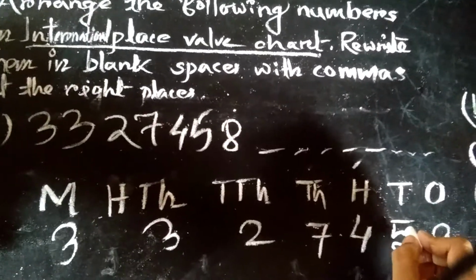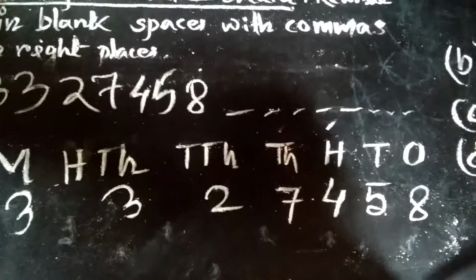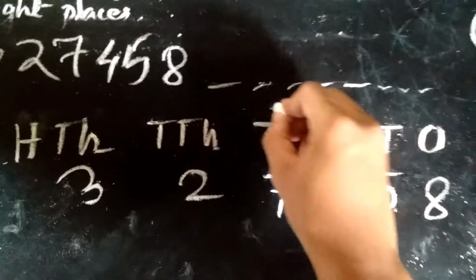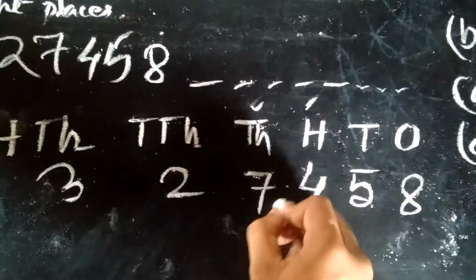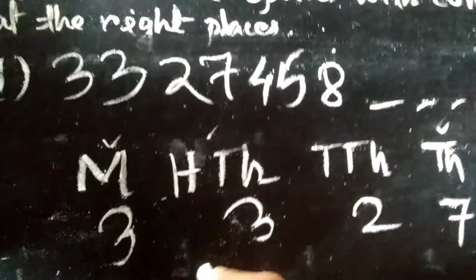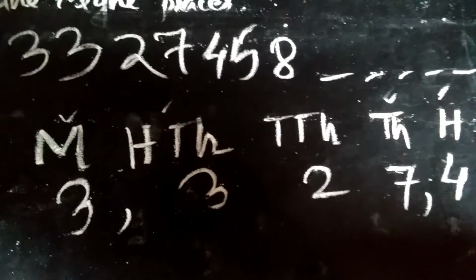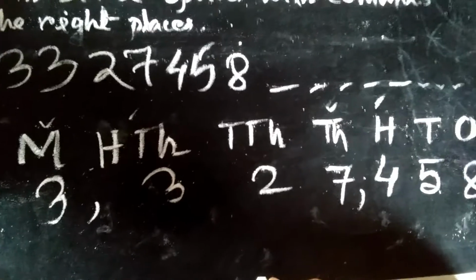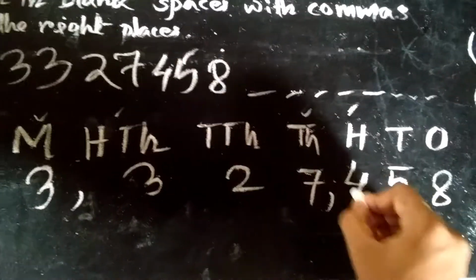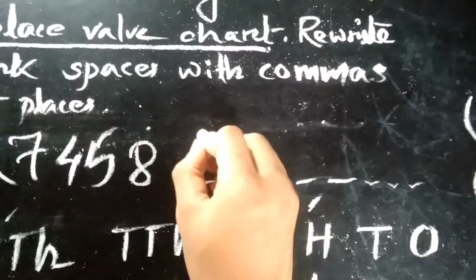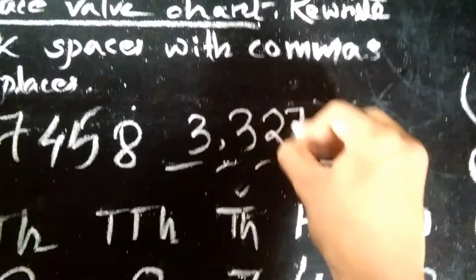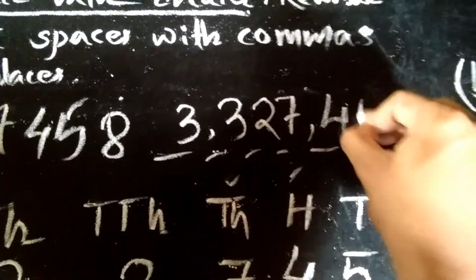Now we need to rewrite them with commas. So we already know that in the international place value chart we need to write the first comma between 1000 and 100 place. That means here. And the second comma between million and 100,000 place. That means here. Okay, students? Now we can say that 3,327,458. So our answer is 3,327,458.